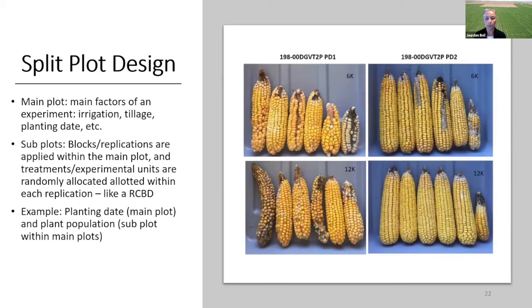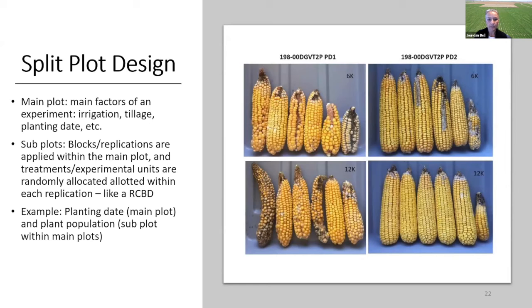Also, there's a split plot design, and I use split plot designs quite a bit, whether we are looking at planting dates, tillage, irrigation treatments. It does provide us the flexibility to essentially take 2 randomized complete blocks and actually have those almost in 2 side-by-side projects. So your main plot is the factor of the experiment, whether it's your irrigation, your tillage, your planting date.